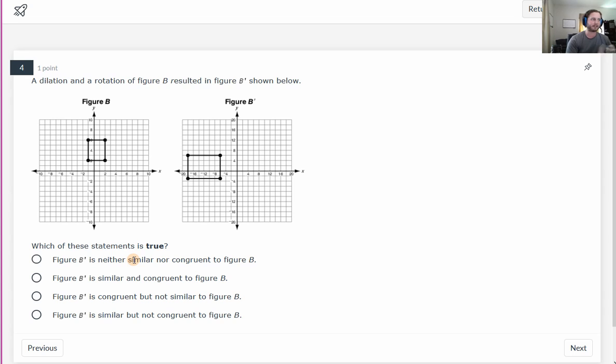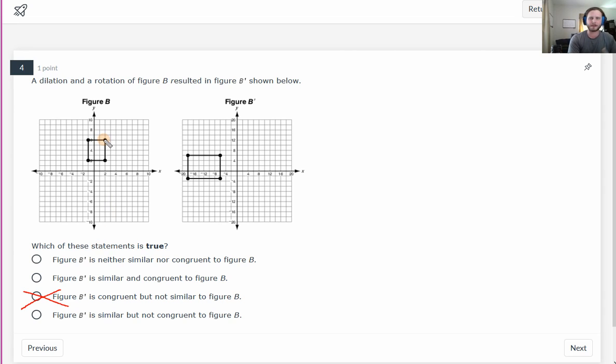It's either that they are not similar or congruent, that they are similar and congruent, that they're congruent but not similar, or that they're similar but not congruent. First of all, one of those answer choices is utter nonsense: congruent but not similar. Congruent means it's exactly the same. That would be like me saying, oh, these two pens are exactly the same, but they're not similar. That doesn't make sense. That's not a real thing. That's impossible. The rest of these could work, so let's double check.